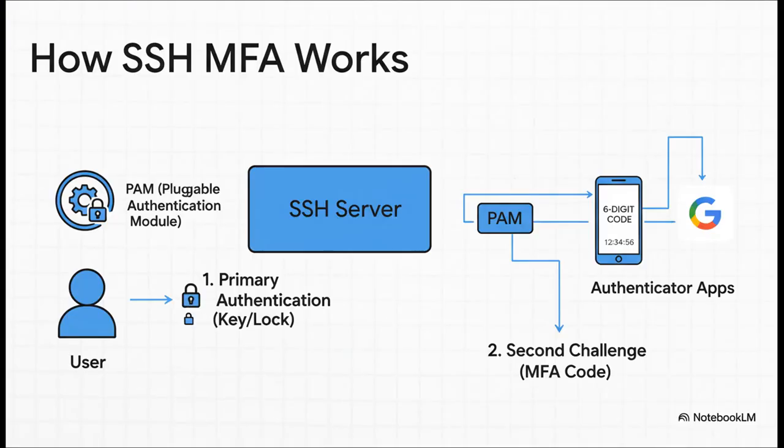Using our analogy, this is like the doorman checking your signed puzzle box, nodding, and then saying, "Great, one last thing. Show me the 6-digit code from the Authenticator app on your phone." On the server side, this is usually set up with a really flexible system called Pluggable Authentication Modules, or PAM. Just think of it like a universal adapter that lets SSH plug in to other security tools, like Google Authenticator, without having to rebuild the whole thing.